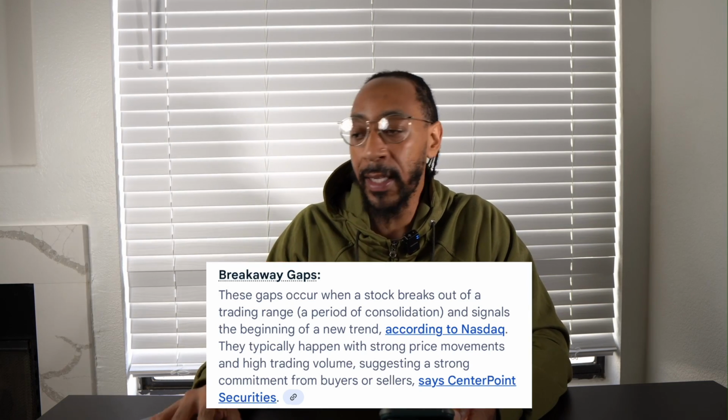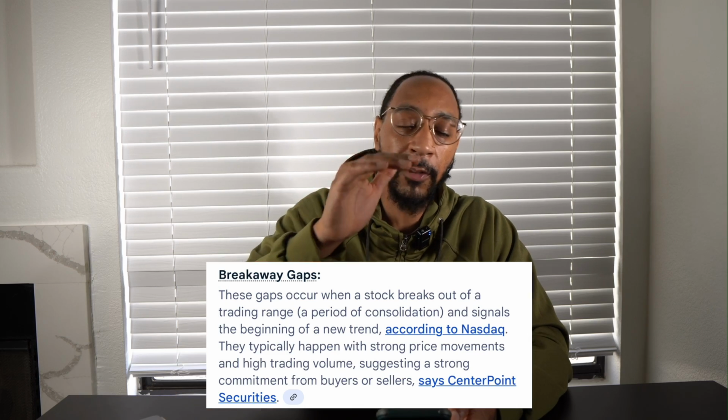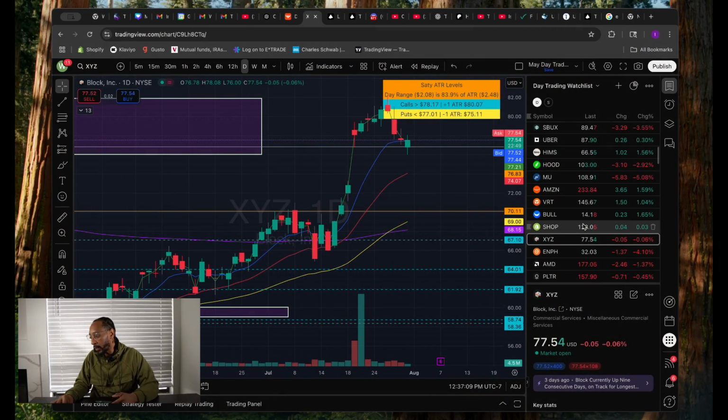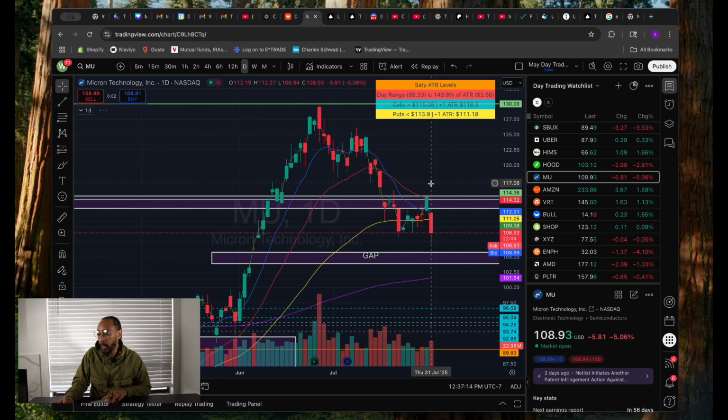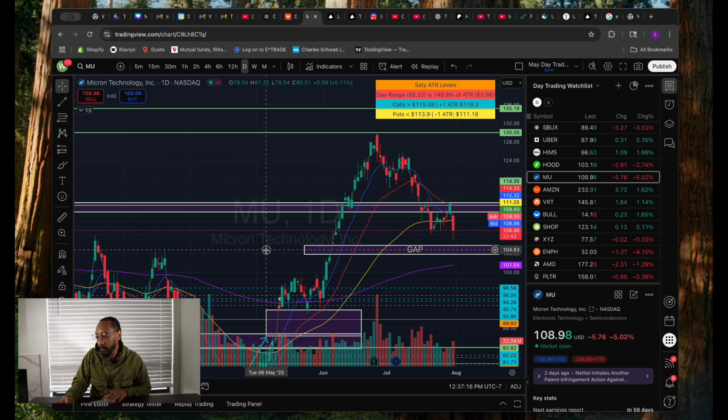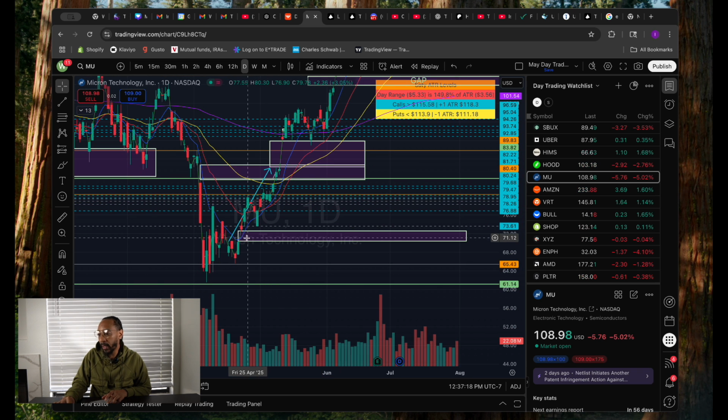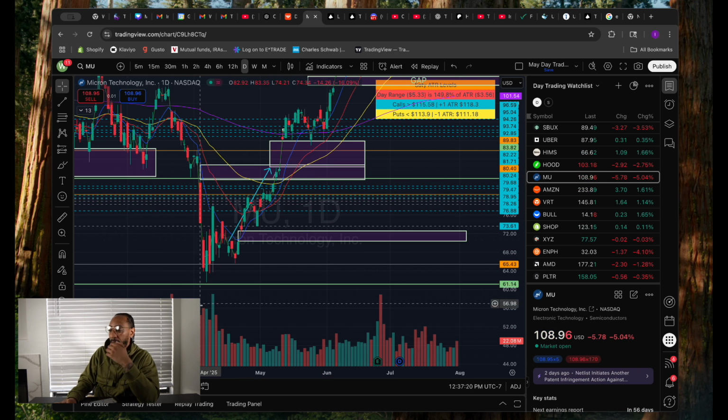After it's been consolidated. So let's go look for the breakaway gaps real quick. I got a couple examples. So let's go to MU. Look at MU, on the daily time frame right here. It had a drop and then it consolidated around here for almost a month, just going in this little range, and then we have a gap right here.